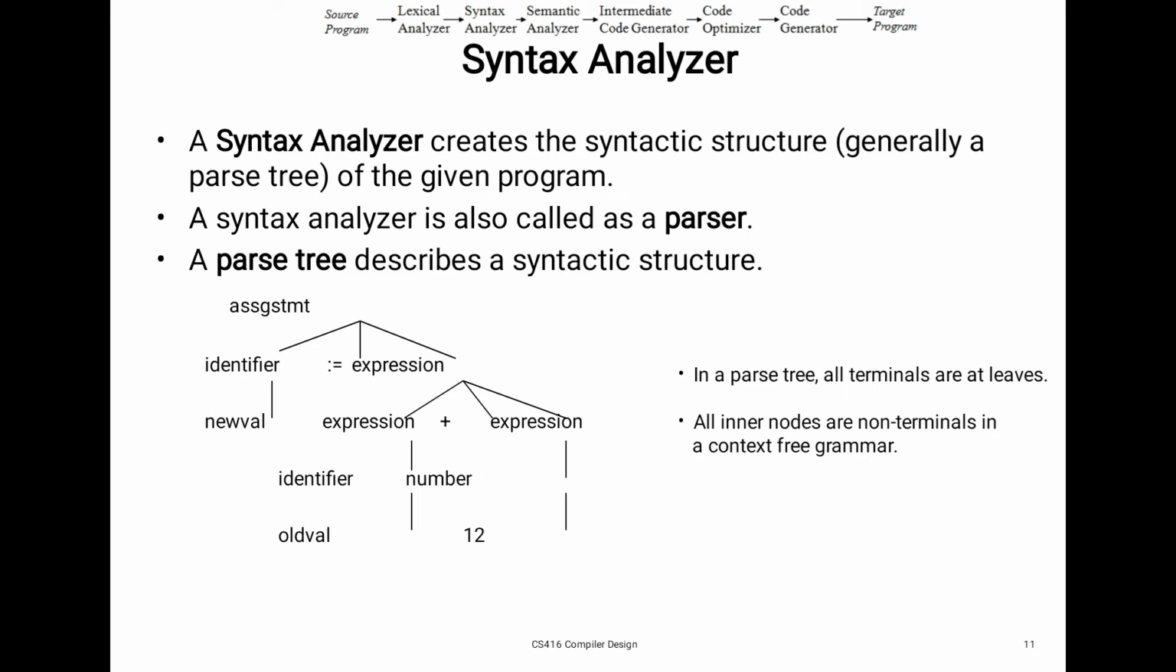So old value and 12 are added and given to the expression, which is equal to the symbol, and the equal to symbol stores the value. The resultant value is stored in the assignment operator. So the assignment operator consists of an identifier; identifier is equal to this expression, and the result that comes will be stored in it. That is called the syntax analyzer, which is also called a parse tree.